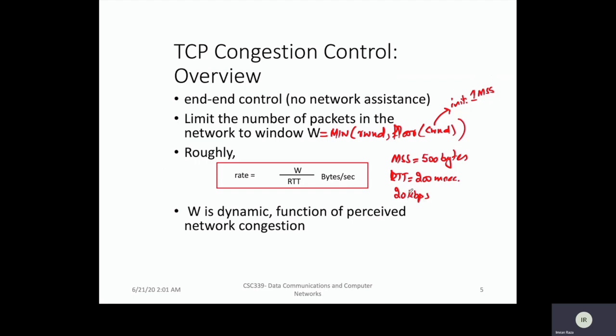We can clearly see that W, the window, is very dynamic, because if there's congestion in the network, we have to decrease the congestion window, and if there's no congestion in the network, we will be increasing it. We'll see in a minute how it is done. So this rate will also be dynamic and will be based on the network congestion. By the way, the sender may not exceed the minimum of the congestion window and receiver window in controlling its sending rate.